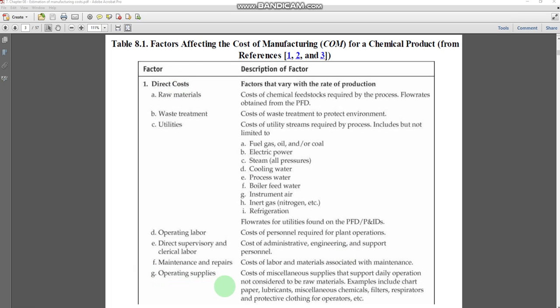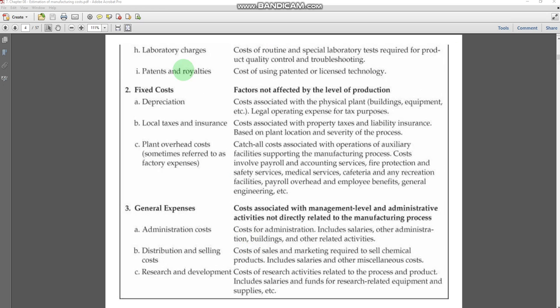Operating supplies will include the cost of miscellaneous supplies that support daily operation, not considered to be the raw material. Examples include chart paper, lubricants, miscellaneous chemicals, filters, respirators, and protective clothing for operators. Okay, so these are the other supplies that we need in any of the plant. Now let us see what we have.